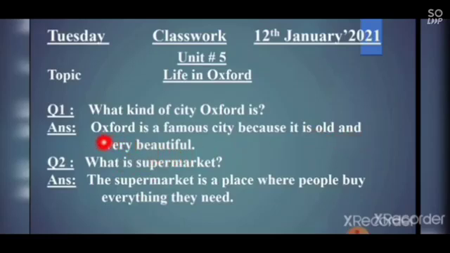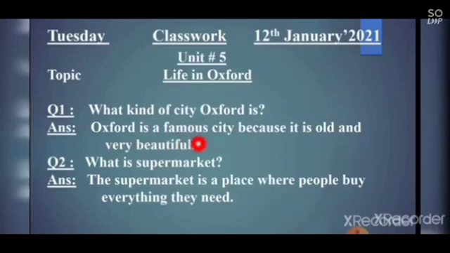Okay, now write down this answer. Write answer. Then write here Oxford. O should be capital. OXFORD, Oxford. Then give some space. IS. Again give some space. Famous. FAMOUS, famous. Give some space. City. CITY. Oxford is a famous city.